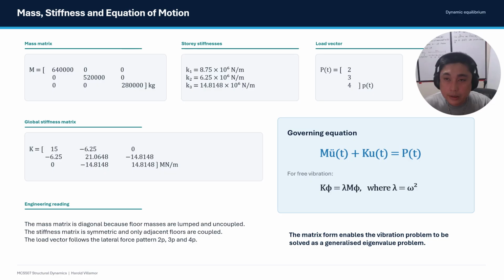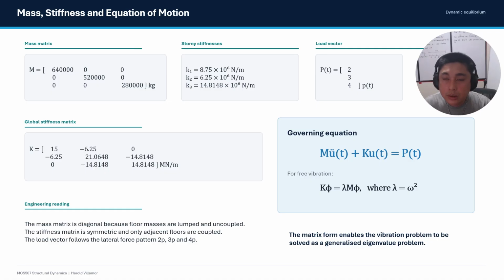Once the model is defined, the next step is to assemble the dynamic matrices. The mass matrix is diagonal because the analysis uses lumped floor masses and no mass coupling is assumed. The stiffness matrix is formed from the story stiffnesses. The first story stiffness is 8.75 meganewton per meter. The second story stiffness is 6.25 meganewton per meter, and the top story stiffness is 4.8148 meganewton per meter. The top story is the stiffest because it is the shortest.